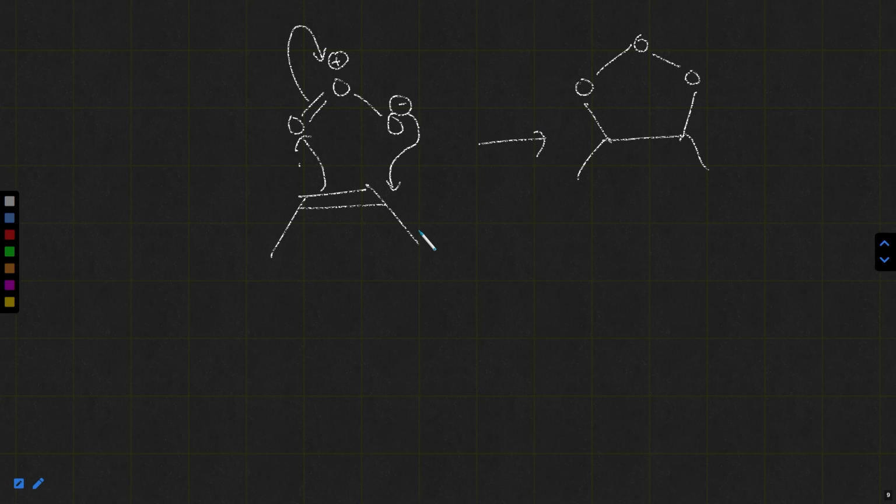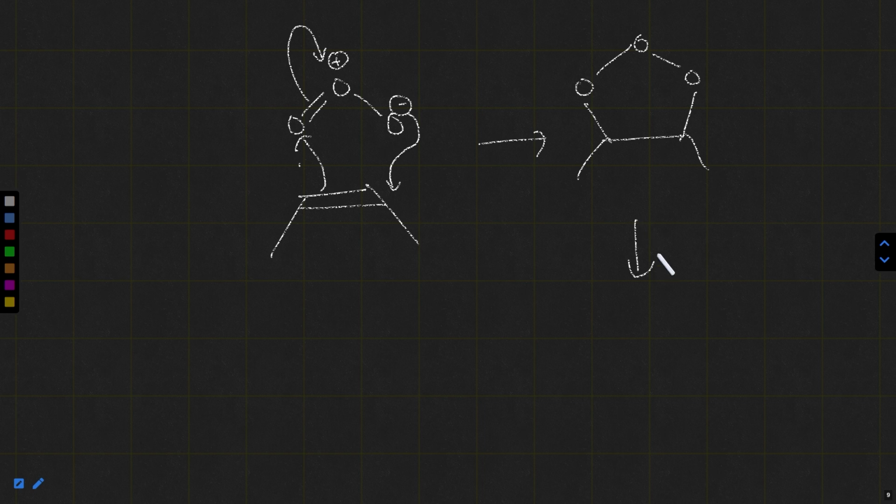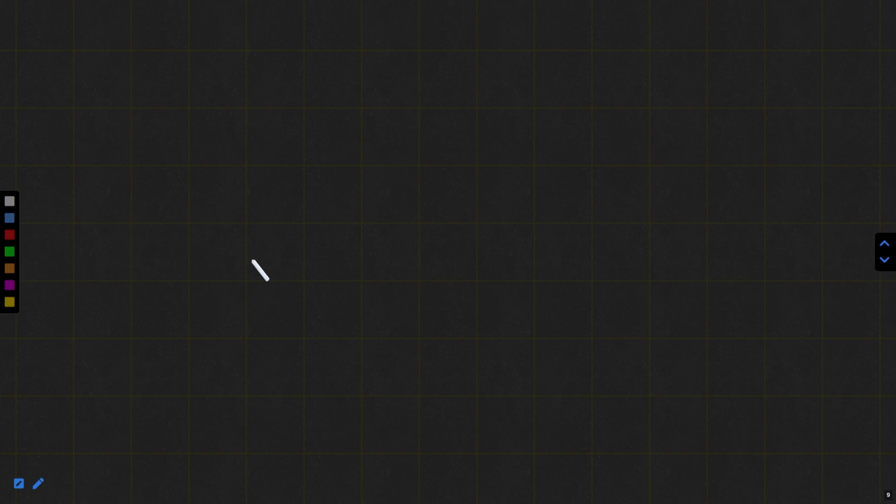Okay, so next what happens? This one is not the final one. We got this one from this only, so this is converted into this. How? Let me draw it for you. We have this. Sorry. Let me show you how this mechanism goes.